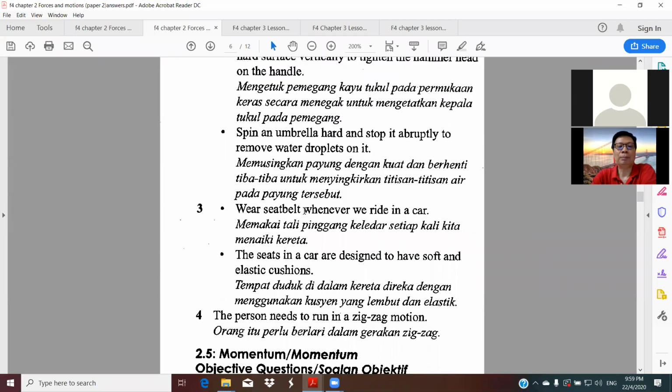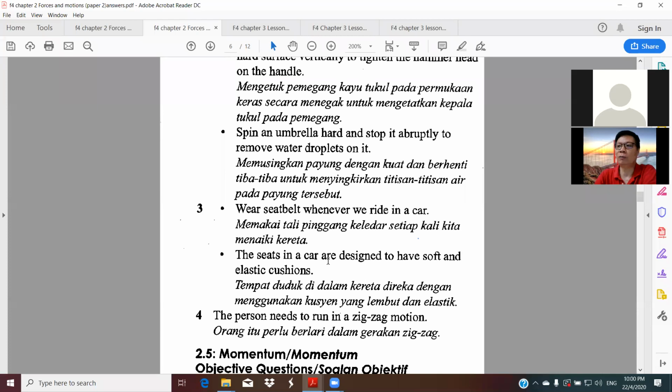Wear a seat belt whenever we ride in a car. Actually, the seat belt holds back the passenger or driver, right? It prevents the driver from hitting the steering wheel or the windscreen. Okay, another example is the seat in a car.